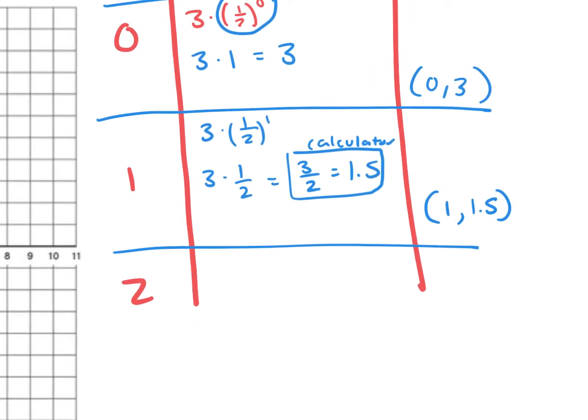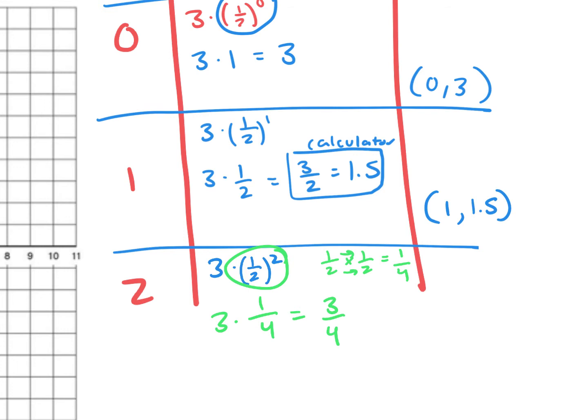And then we plug in 2. So 3 times 1/2 to the power of 2. What is 1/2 to the power of 2? 1/4. Awesome. Remember, it's like saying 1/2 times 1/2. So 1 times 1 would be 1. 2 times 2 is 4. And 3 times 1/4? 3 over 4. Which, again, you can put this in your calculator to see what the decimal version of it is, because that might help you graph it. So it would be 2, 0.75.